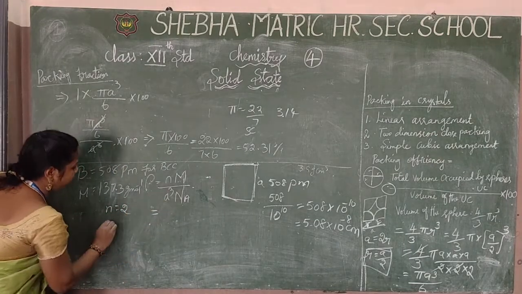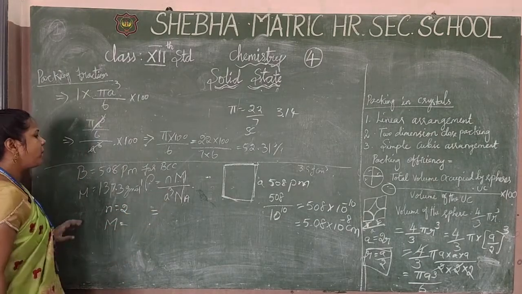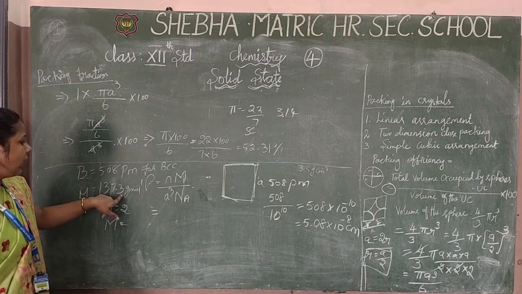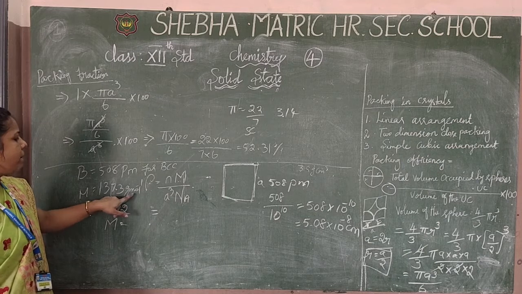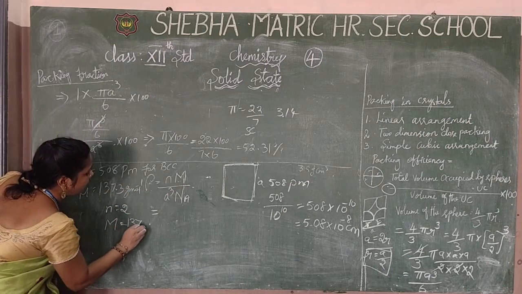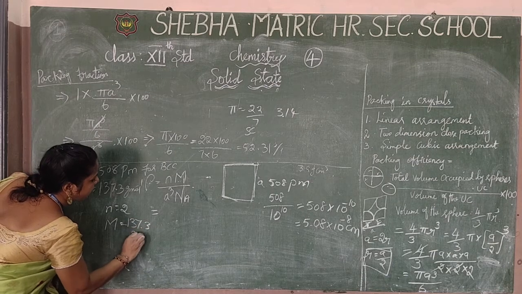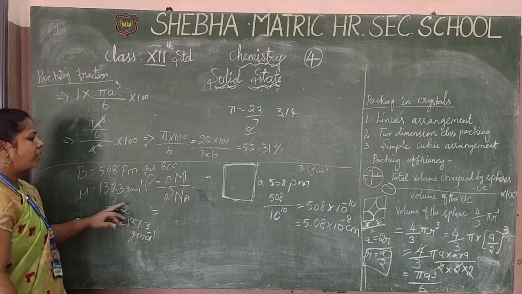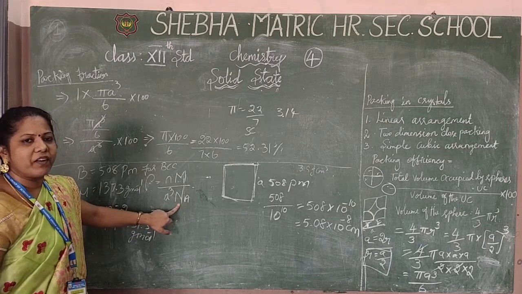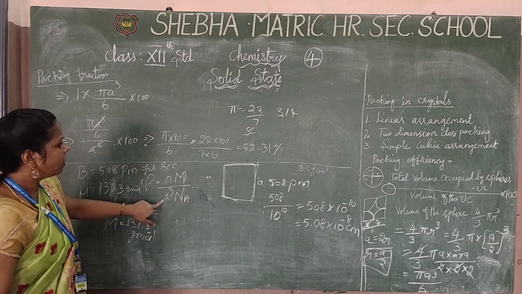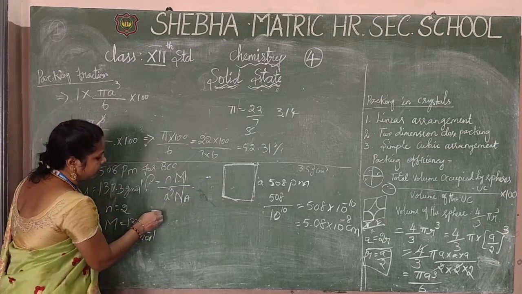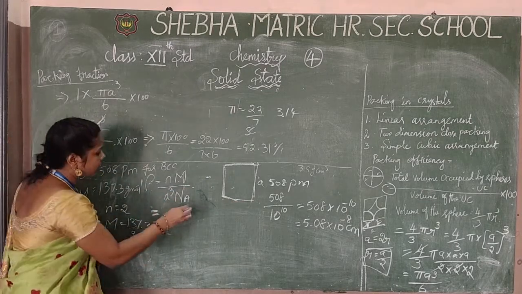So I am going to write N is 2. Okay, and M, molar mass. Molar mass of the barium is 137.3 gram per mole, or gram mole power minus 1, both are same. So that is 137.3 gram per mole. And then Avogadro number is 6.023 into 10 to the power of 23. You have to know these values. Or you got it? Shall I go and substitute these values?